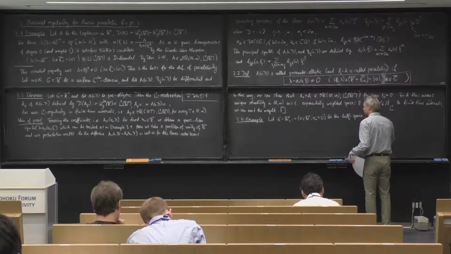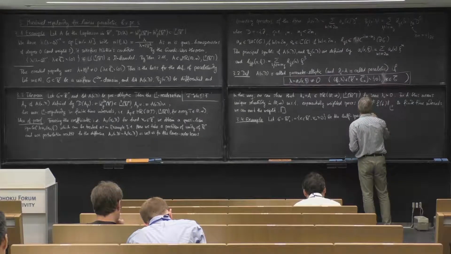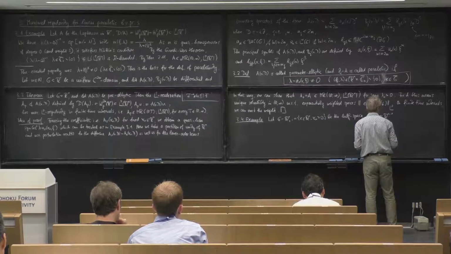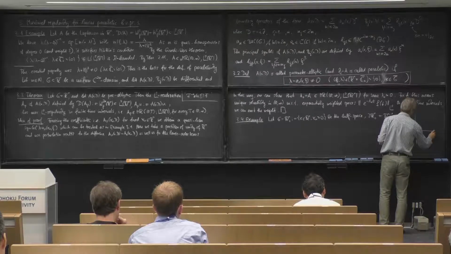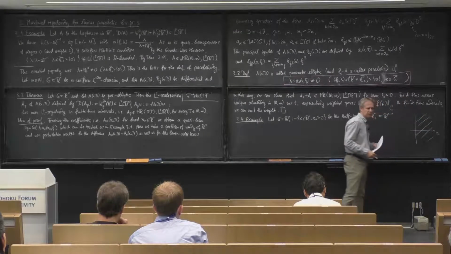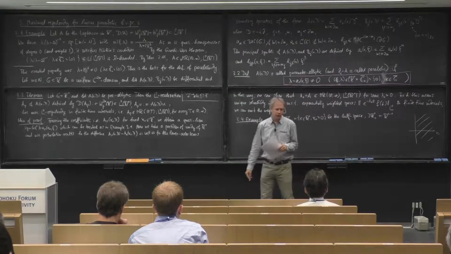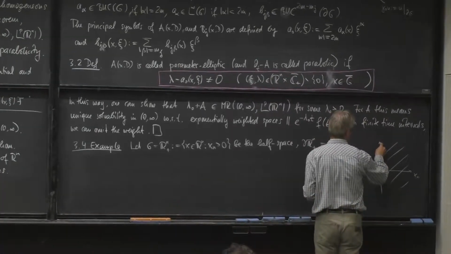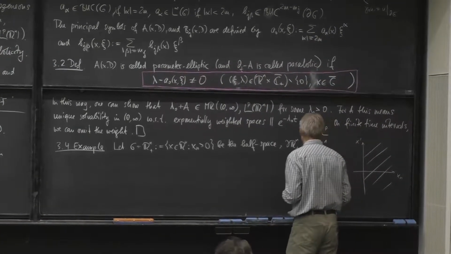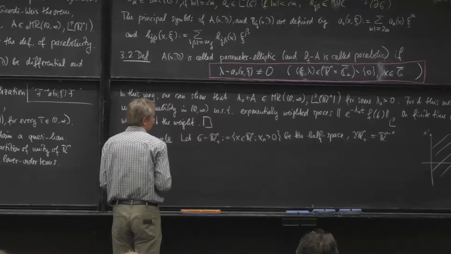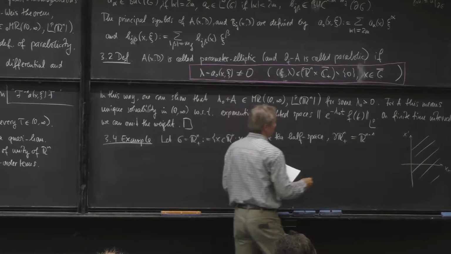With boundary, so the boundary of Rn plus is Rn minus 1. So if I have here the xn direction, this is my half space. And so here I have x prime, say, the first n minus 1 variables. And we consider the Dirichlet Laplacian.